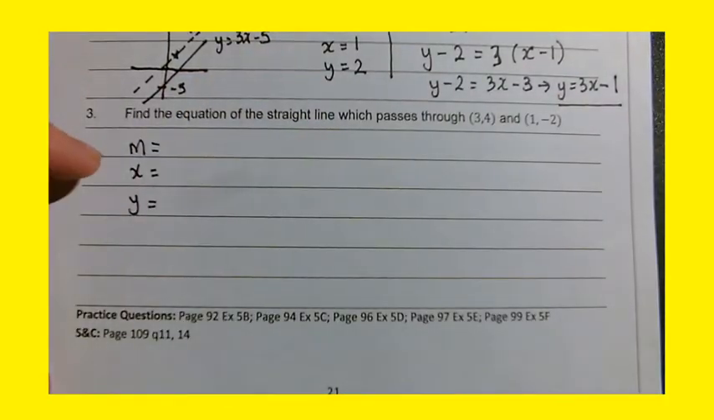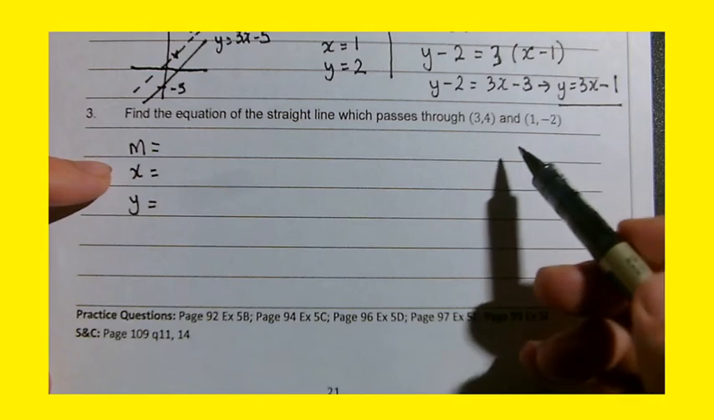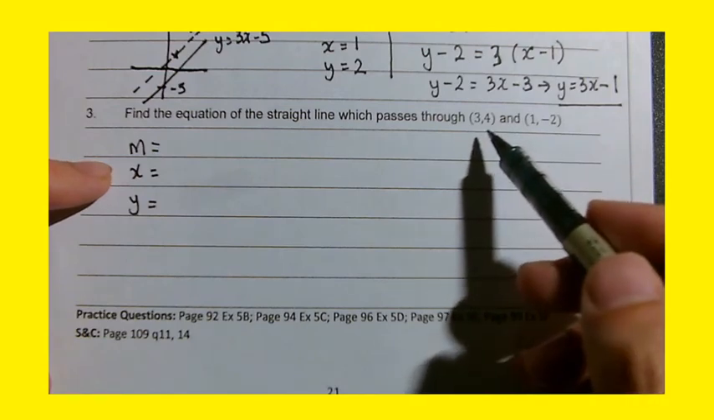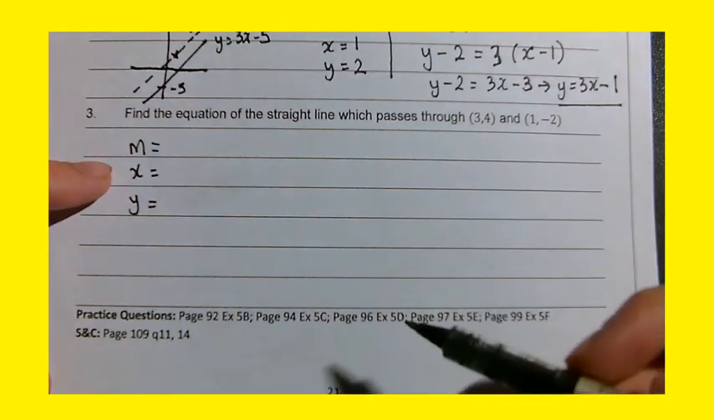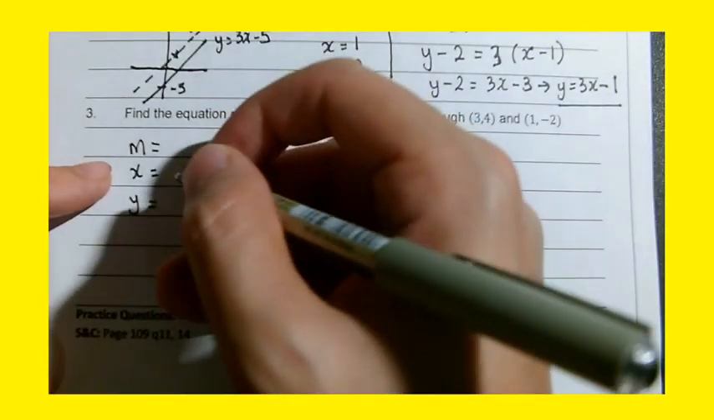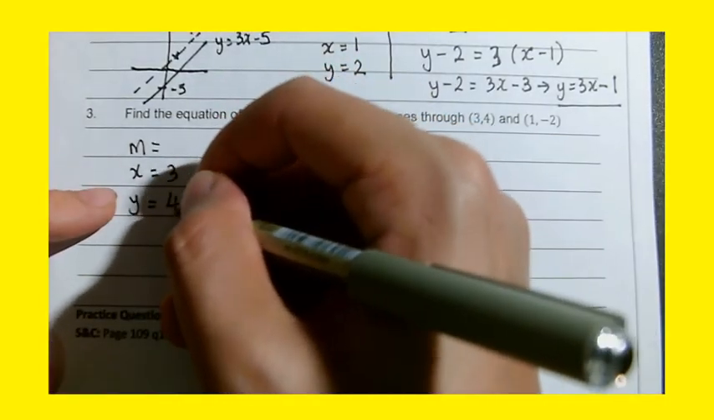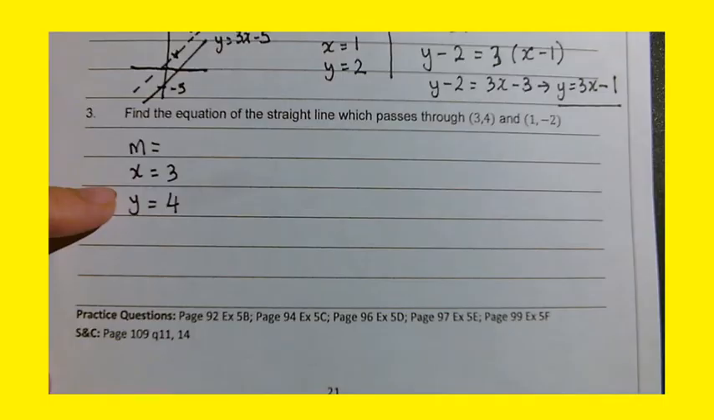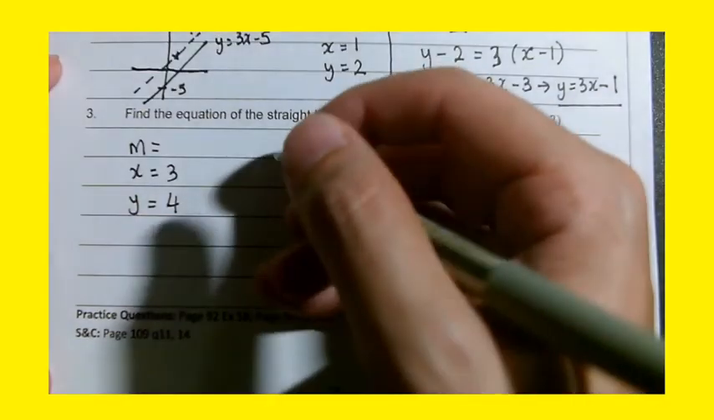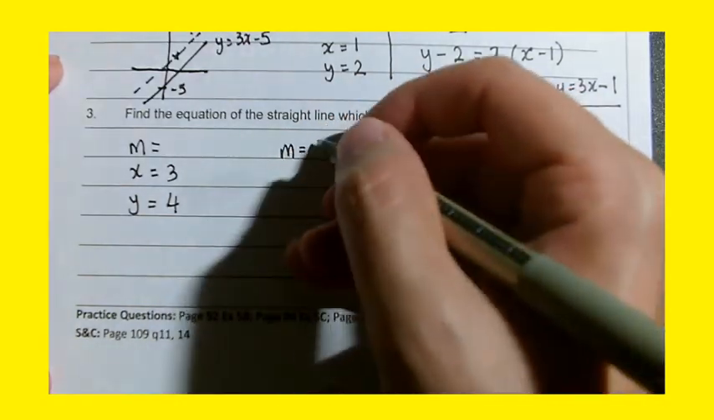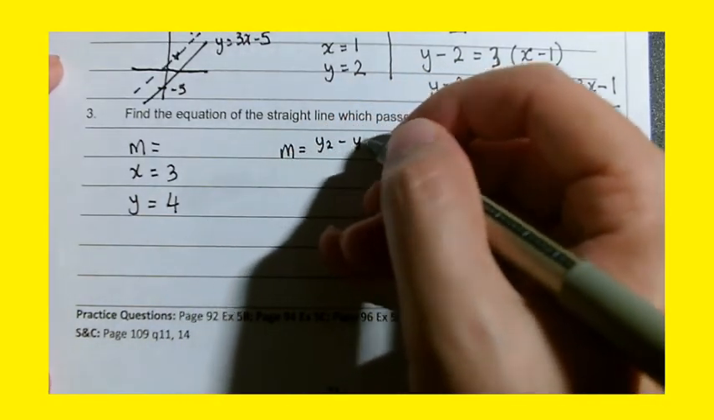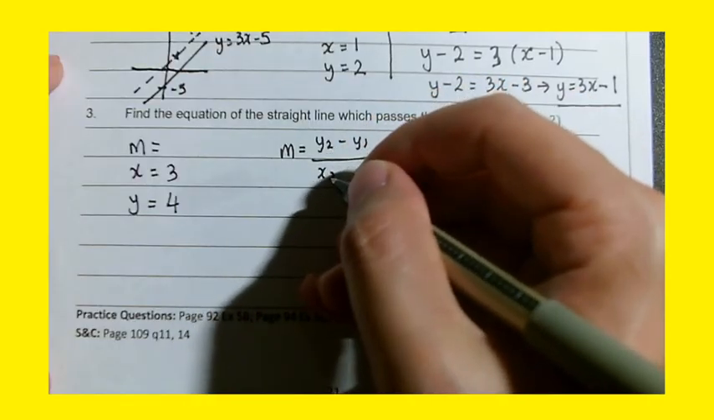Right, at the moment, I haven't got a gradient. X and y, I can actually use any of these coordinates for my x and y because this unknown line passes through both of them. I'm going to use (3, 4). So x is 3 and then y is 4. But the issue remains of the gradient. However, we've already looked at the gradient from a previous video. We know how to find the gradient between 2 points. So we're going to use the formula y2 minus y1 over x2 minus x1.